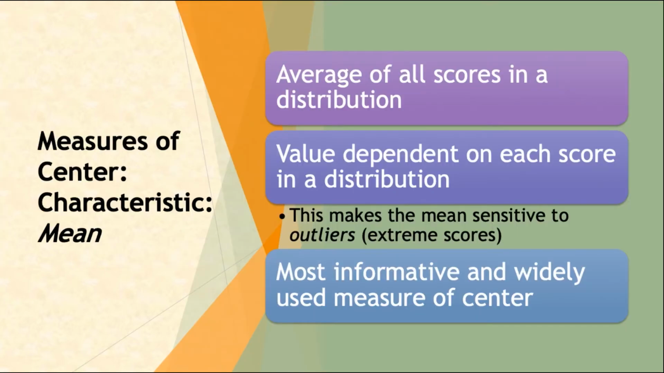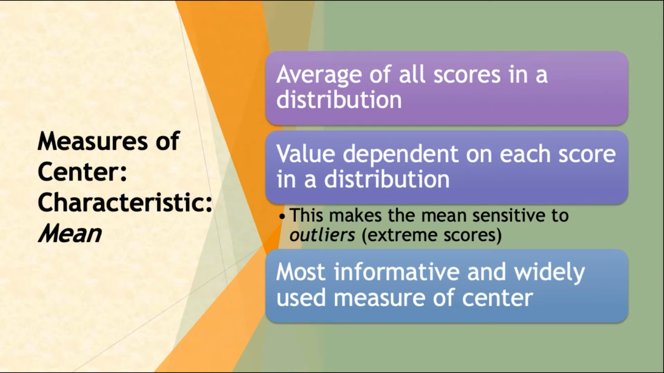So now we talk about characteristics of the mean. The mean, denoted as M, is the most sensitive measure of center because it takes into account all scores in the distribution when it is calculated. It is also the most widely used measure of center. The computational formula for the mean is M equals the sum of x divided by n, where the sum of x is the sum of scores and n is the number of scores in the distribution.